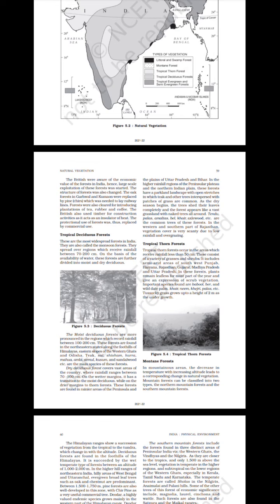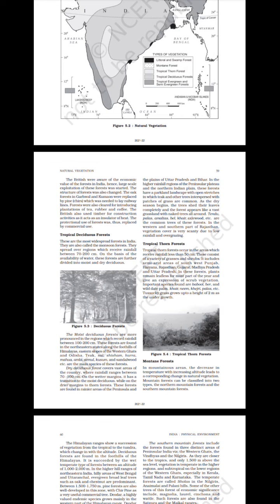Important species found are babul, ber, wild date palm, kair, neem, khejri, palas, etc. Tussocky grass grows up to a height of 2 meters as the undergrowth. Take a look at figure 5.4, tropical thorn forests.